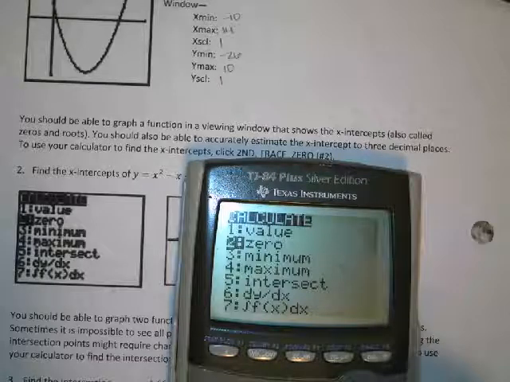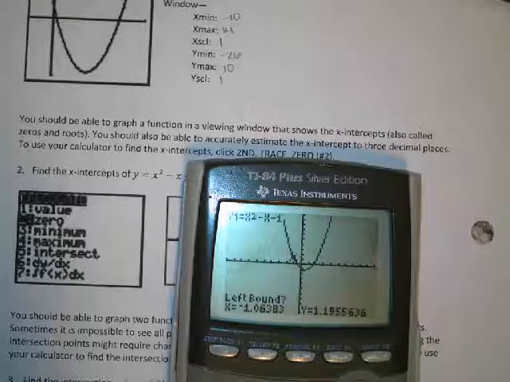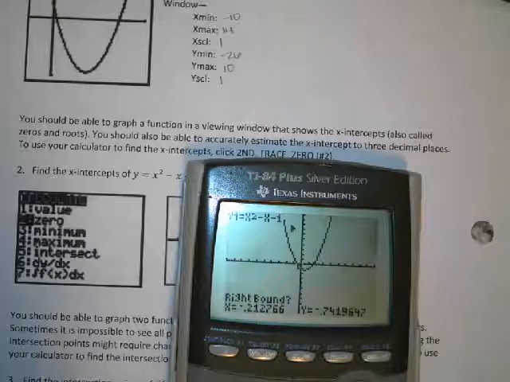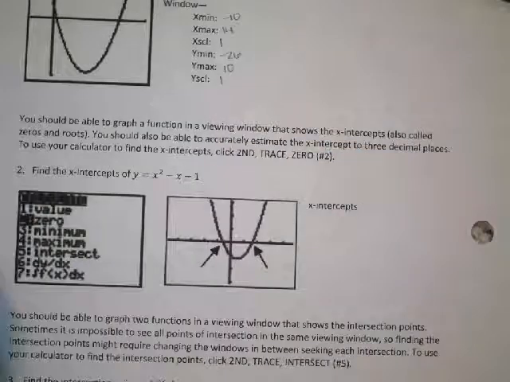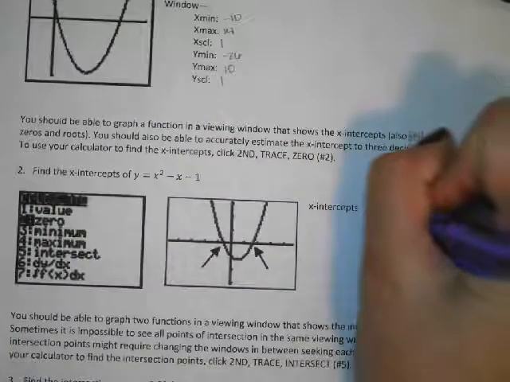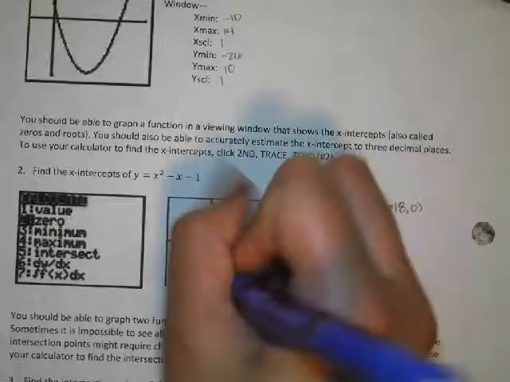So second trace, option number 2. I take the cursor to the left side of the x-intercept and press enter. Then I take the cursor to the right side of the intercept and press enter. It's going to guess. The guess is always stupid. Press enter one more time. And so this x-intercept is negative 0.618. I'll go ahead and label it in the picture.